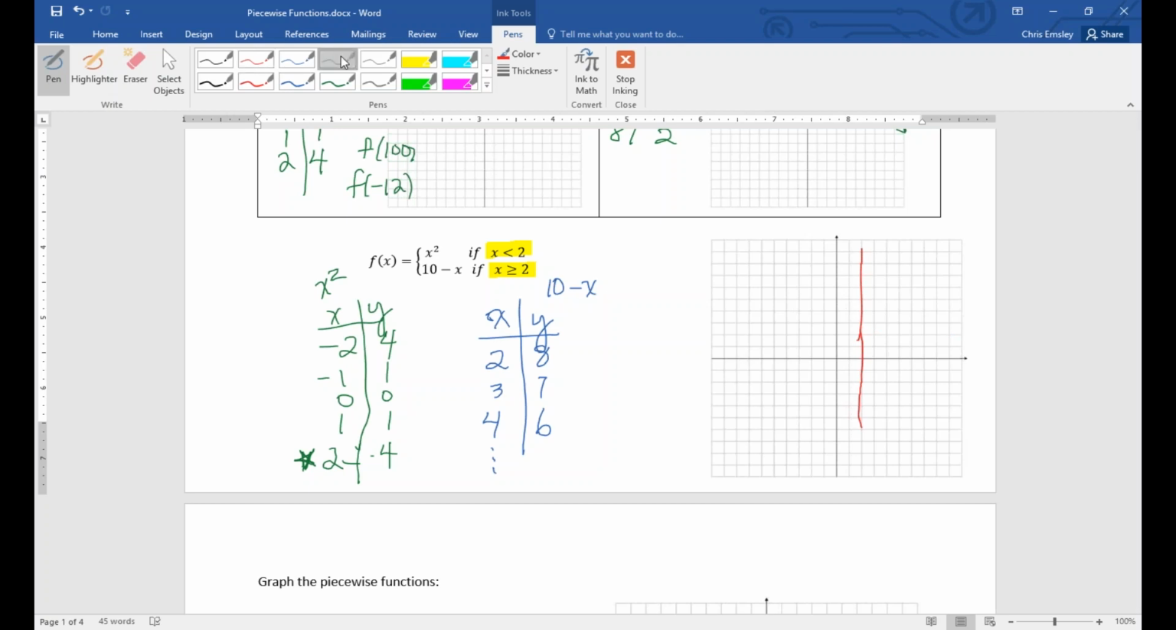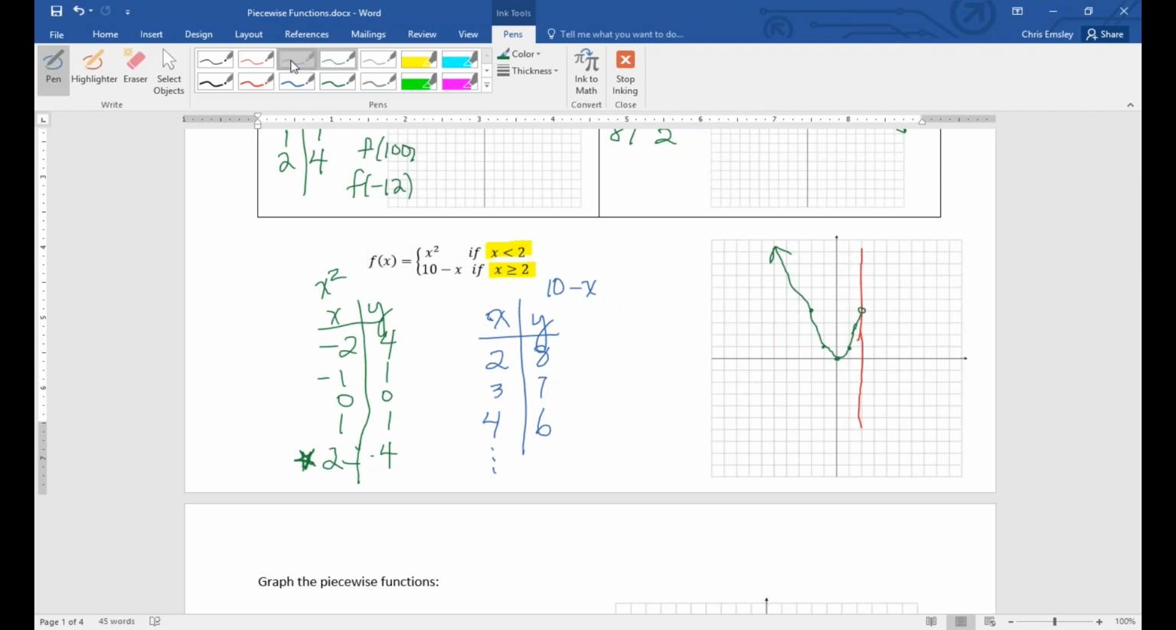So we can go ahead and plot these points that we found. Negative 2, 4, negative 1, 1, 0, 0, 1, 1, and 2, 4. Now be careful there. I want to plot that as an open circle because I want my graph to go right up to that point but not include it because of that less than symbol. Okay, so there's what part of my piecewise function looks like. That's the green part, the first line.